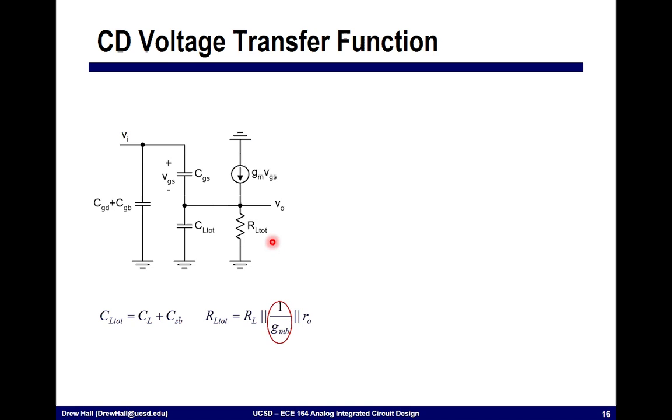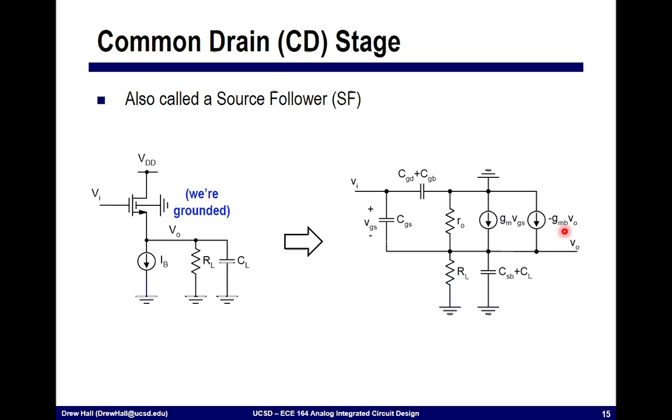So if we look back at this circuit here, we see that this gmb doesn't depend on my input. It merely depends on the output. So in a sense, this is very much like the diode connected transconductor that we had. This actually looks like a resistor, and it looks like a resistor with a resistance of 1 over gmb.